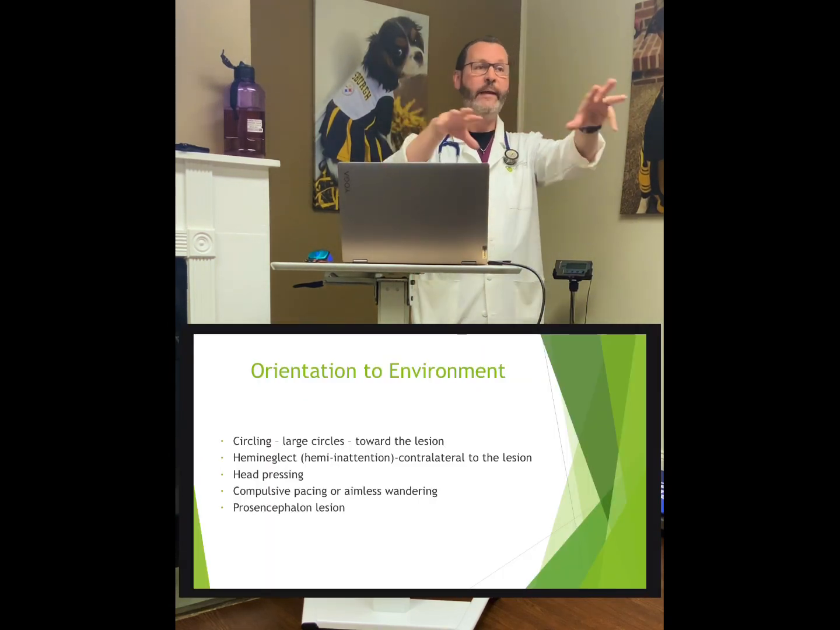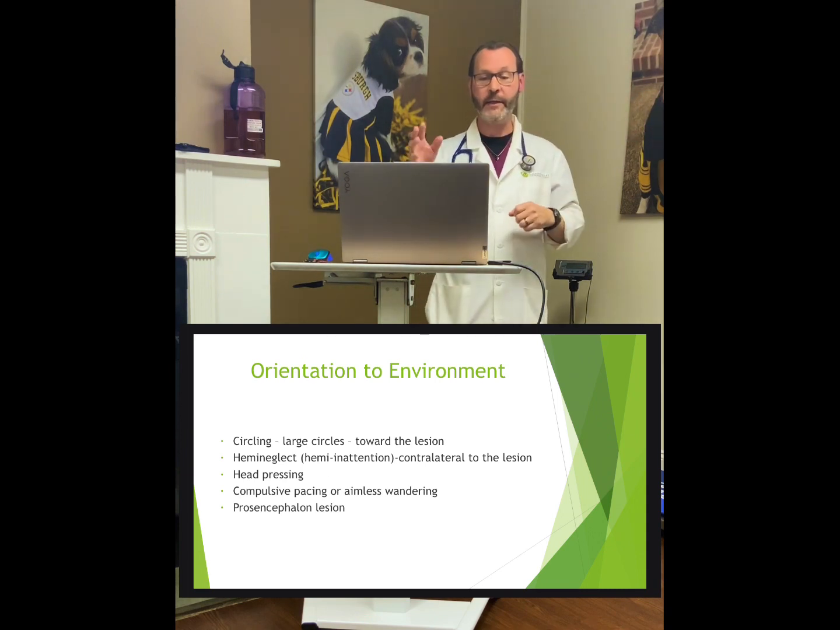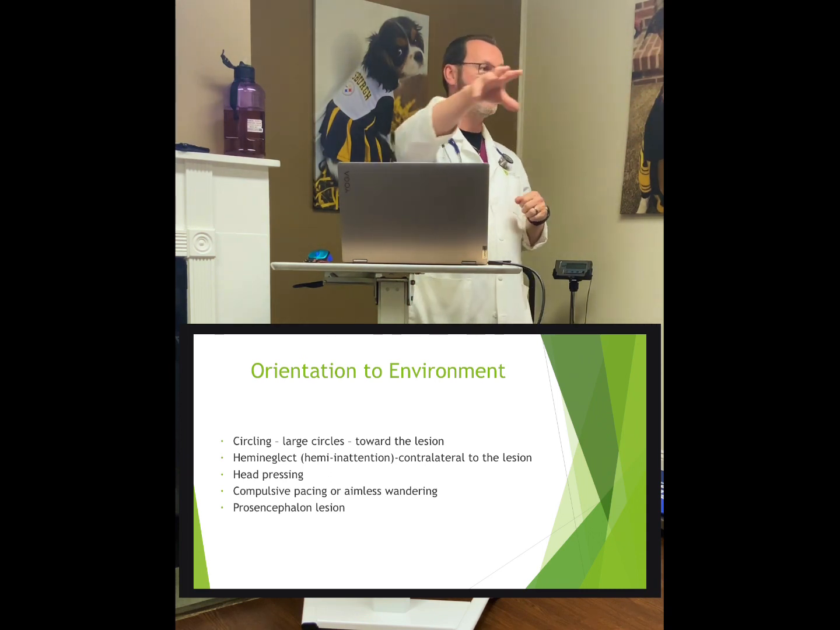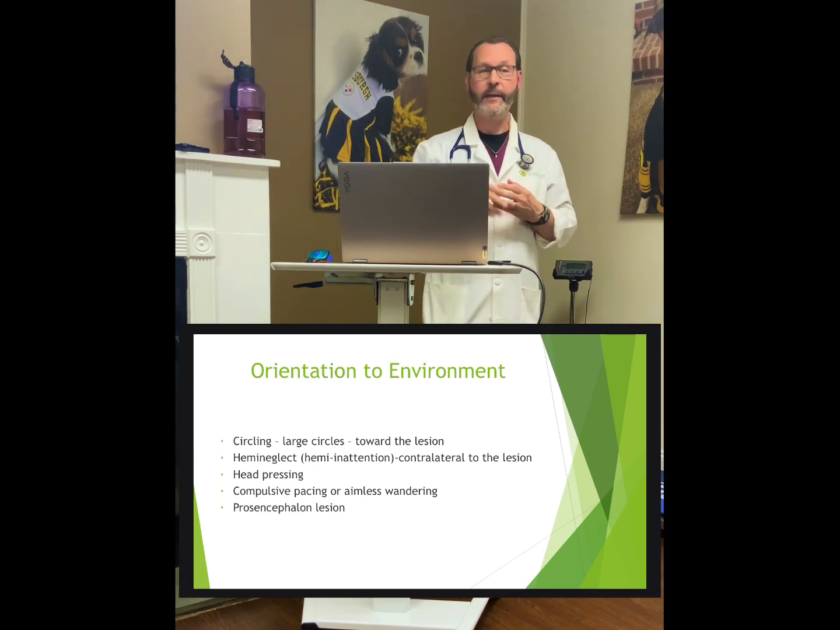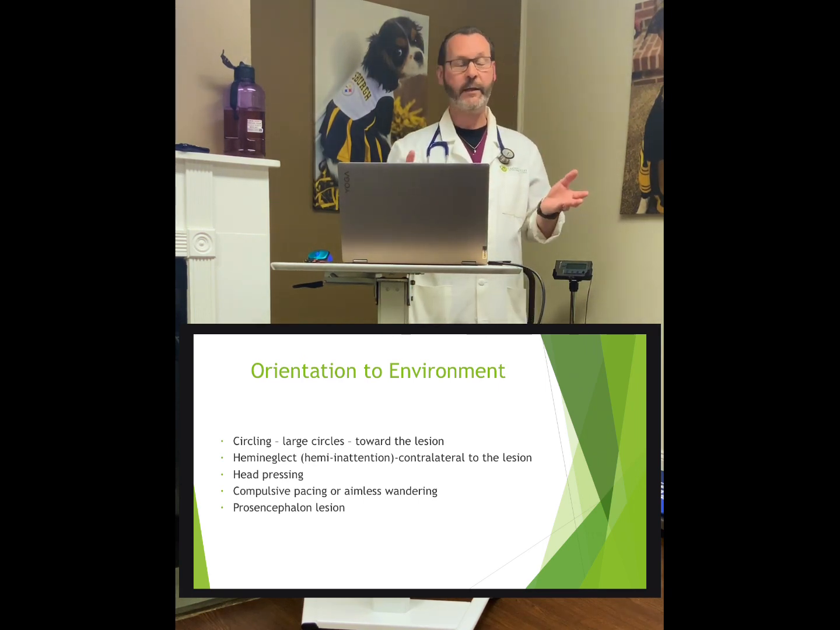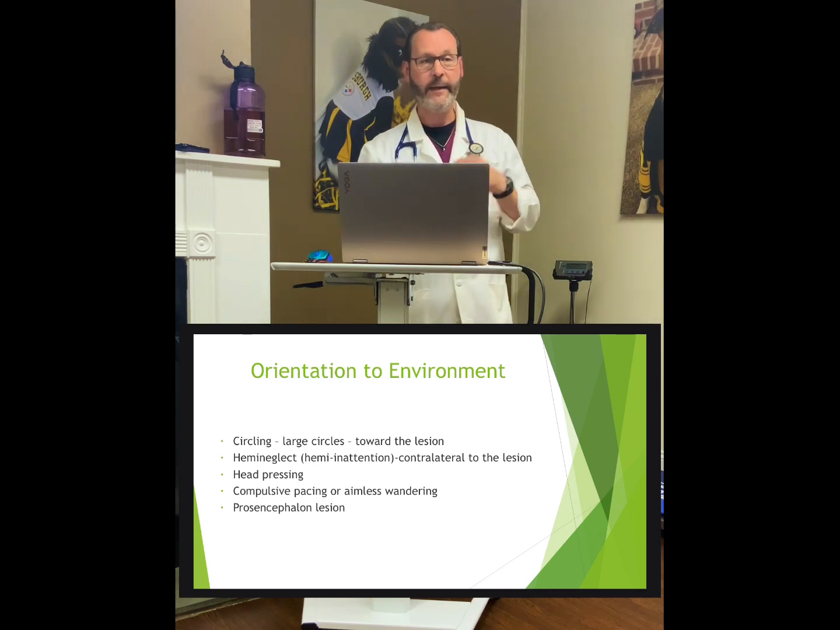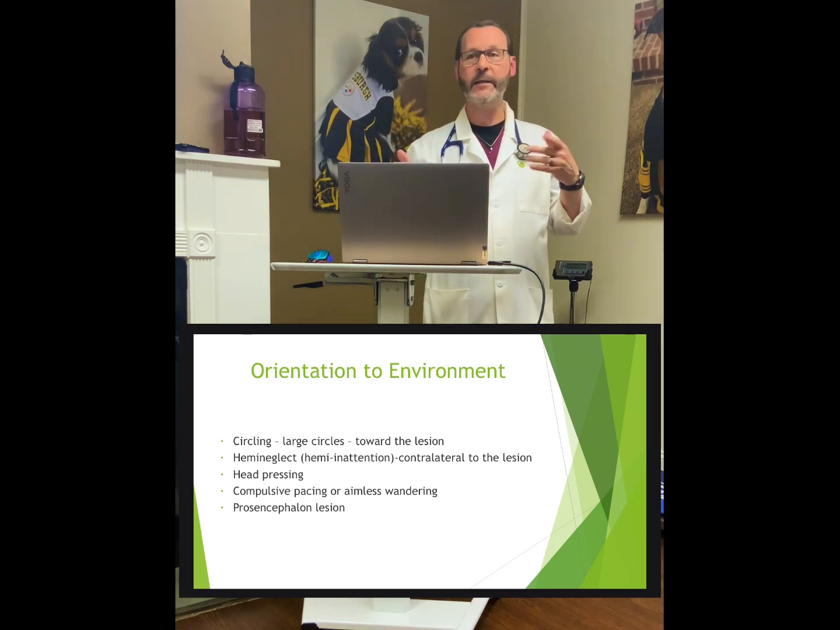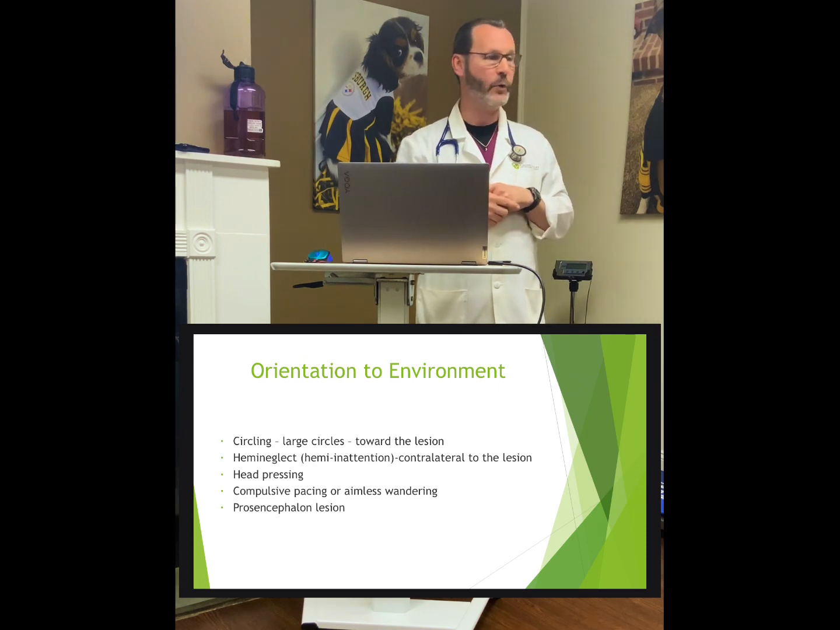This is how do I engage the environment around me. So you're going to see things like circling, large circles, usually in one direction, and that usually is toward the lesion of the cerebrum that you're seeing. Hemi-neglect, hemi-inattention we talked about. Head pressing. Now head pressing you can't tell aside, it's just prosencephalon and forebrain.